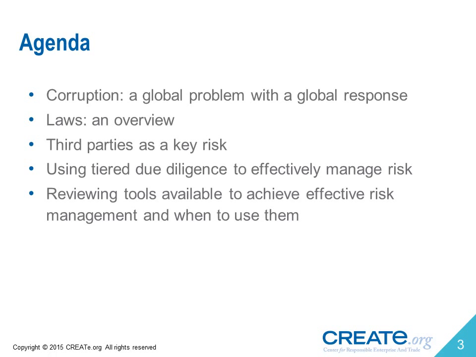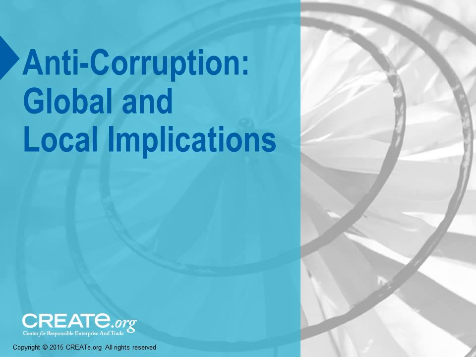We have a brief agenda. We thought we'd start out with a little context setting and talk a little bit about the global problem that corruption poses for companies. Give a very brief overview of the laws in this area, and then move really quickly into talking about third parties as a key risk and how to use due diligence to address that risk. So with that, I think I'll just go ahead and get started with our brief overview.